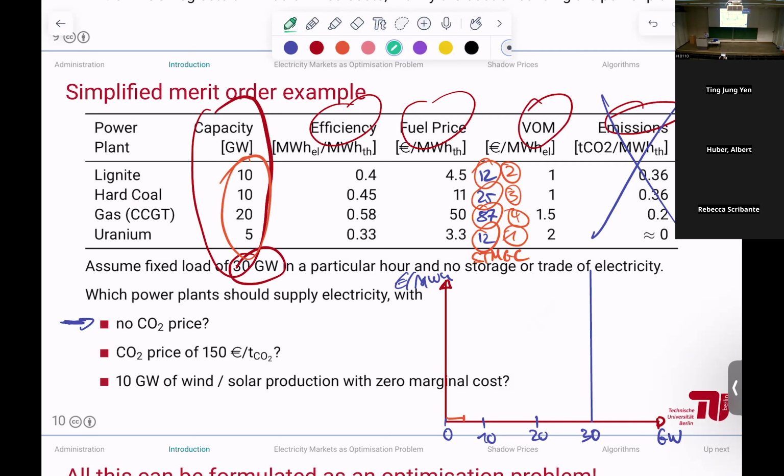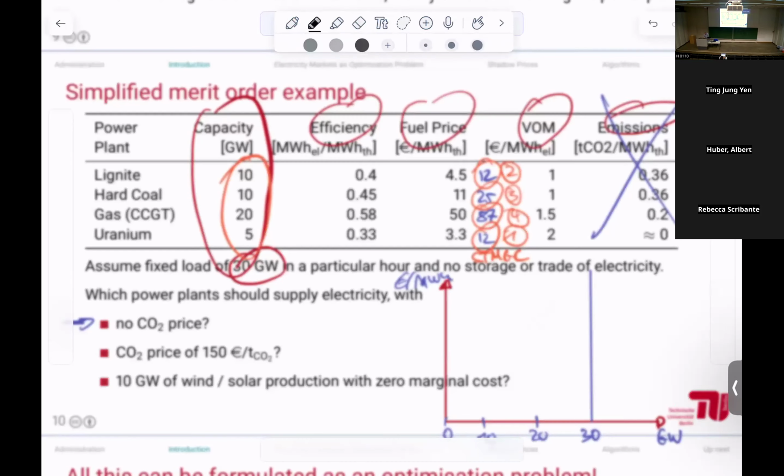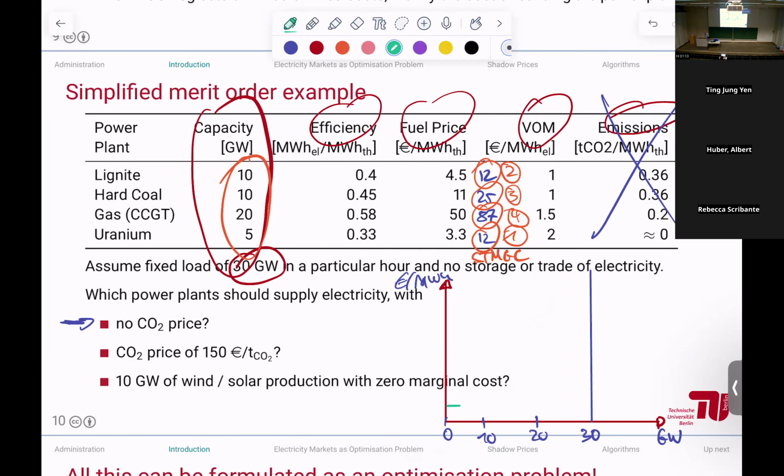Actually, let me do that a bit better. So we would have at a cost of 12 the nuclear. Then we would have at a cost of a little higher than 12 the lignite. And then on third position, we would have 10 gigawatts of hard coal at a cost of 25.